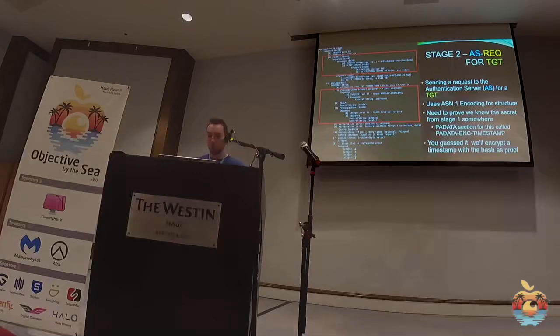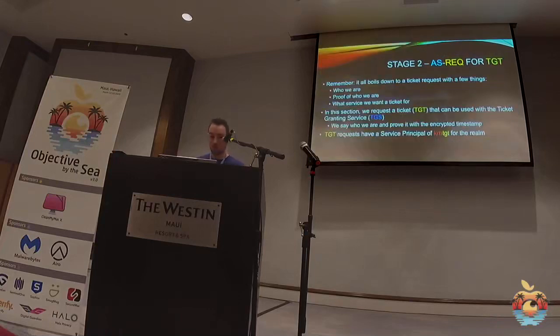Well, in Windows Active Directory, we have this thing called the PA-ENC-TIMESTAMP, which, you guessed it, means we will encrypt a timestamp. Awesome, right? So we'll use our hash to encrypt a timestamp to prove that we are who we say we are. So that's what we start doing here. Remember, say who we are, prove that we are who we are, say what service we want. You'll see this process over and over again. So that's why you'll see for these TGT requests, we're requesting specifically the krbtgt for this realm.